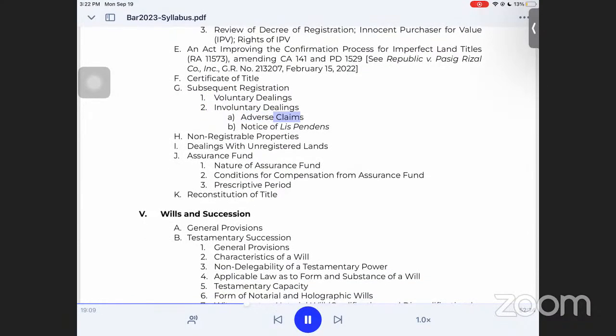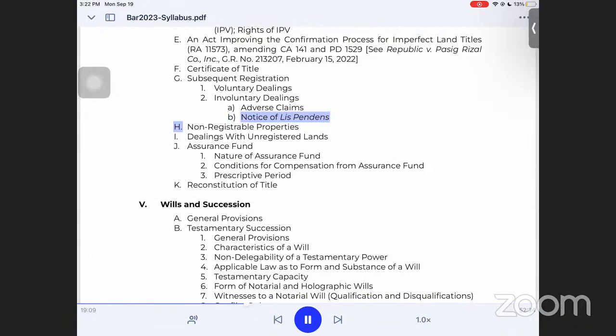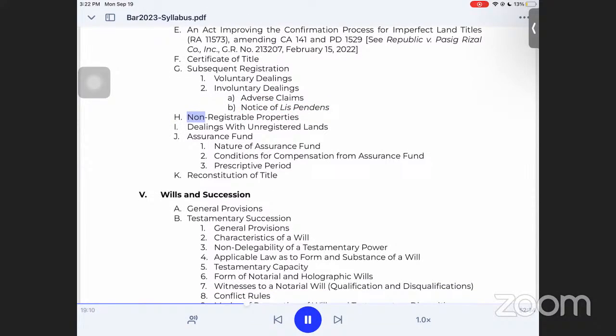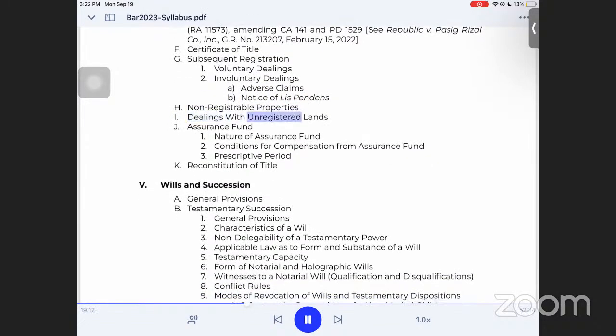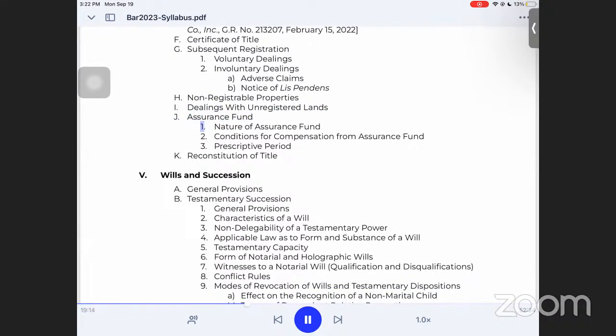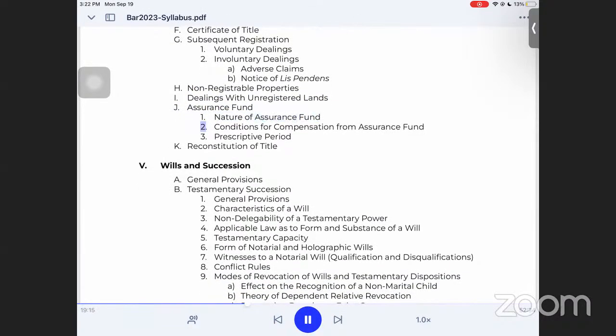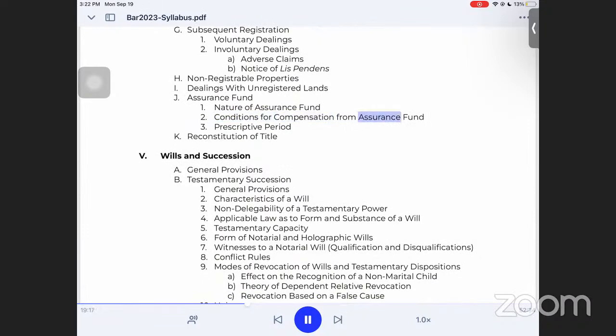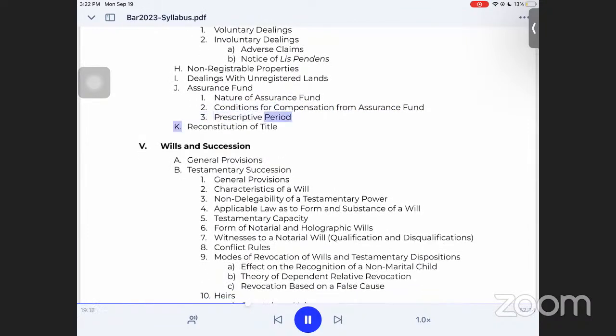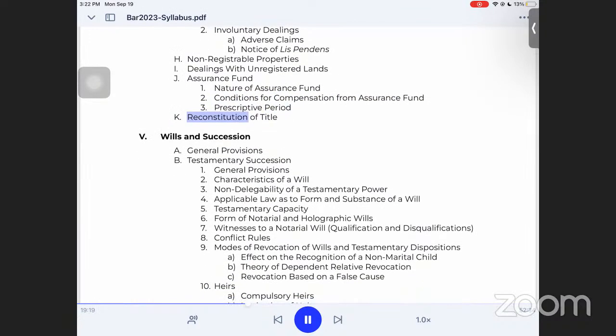A. Adverse claims. B. Notice of lis pendens. H. Non-registrable properties. I. Dealings with unregistered lands. J. Assurance Fund. 1. Nature of Assurance Fund. 2. Conditions for compensation from Assurance Fund. 3. Prescriptive period. K. Reconstitution of title.